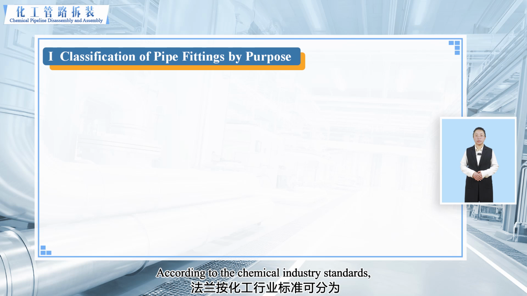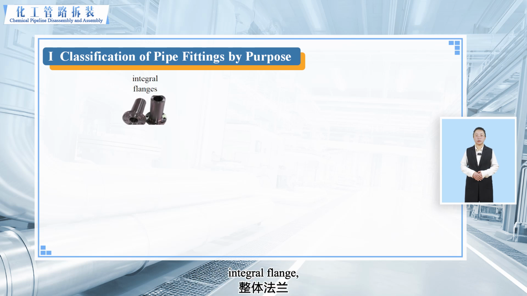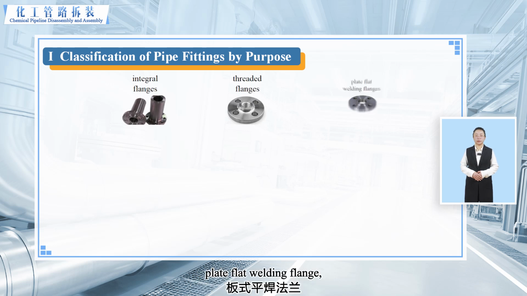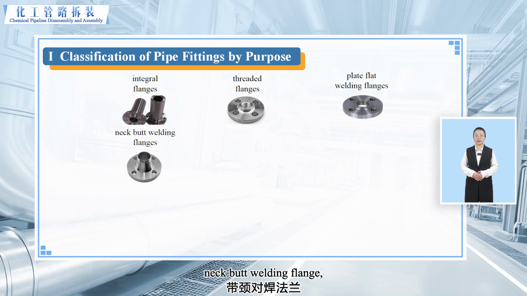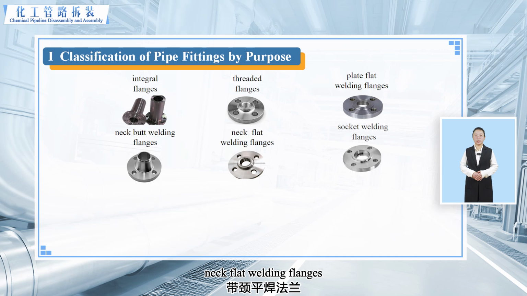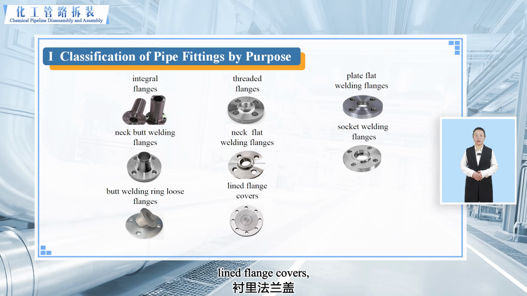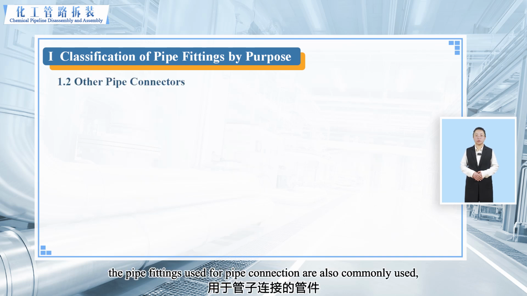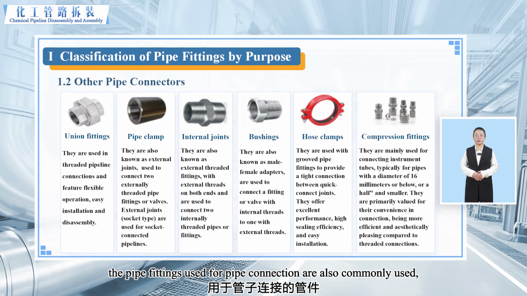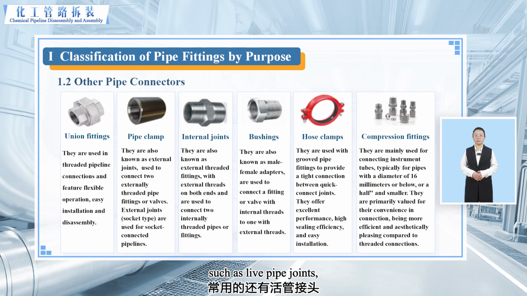According to the chemical industry standards, flanges can be divided into integral flange, threaded flange, plate flat welding flange, neck butt welding flange, neck flat welding flanges, socket welding flange, butt welding ring loose flange, lined flange covers, etc. In addition to the flange, the pipe fittings used for pipe connection are also commonly used, such as live pipe joints, pipe hoops, clamps, sleeves, etc.